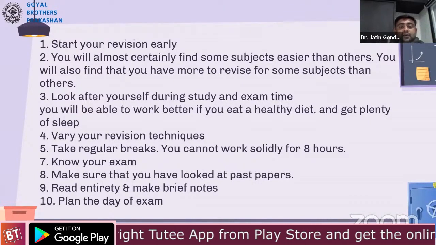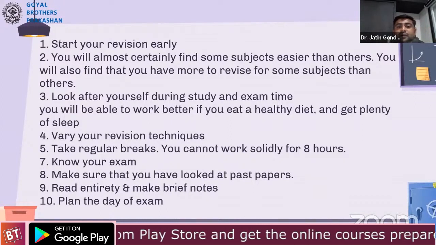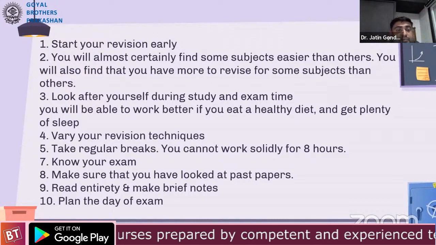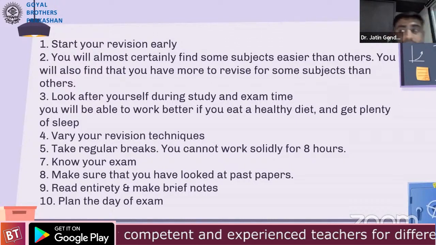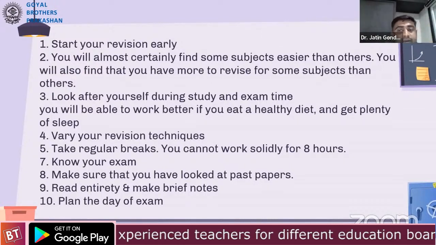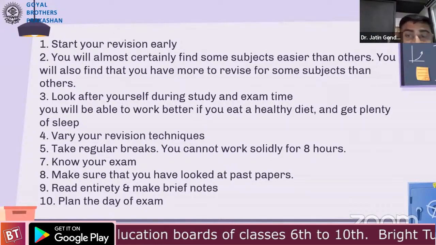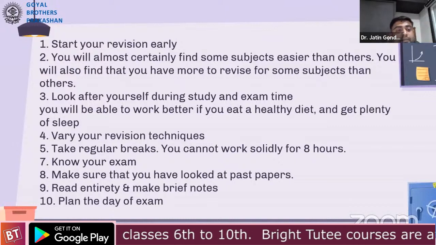The second thing is, you will almost certainly find some subjects easier than others. You will also find that you have more to revise for some subjects than others. That is, make a list of priorities. The third is, look after yourself during study and exam time. You will be able to work better if you eat a healthy diet and get plenty of sleep.